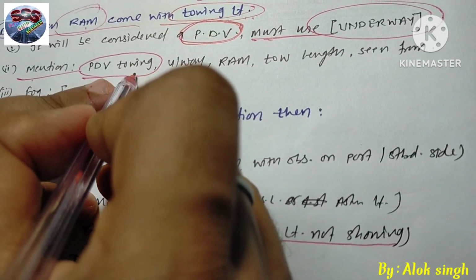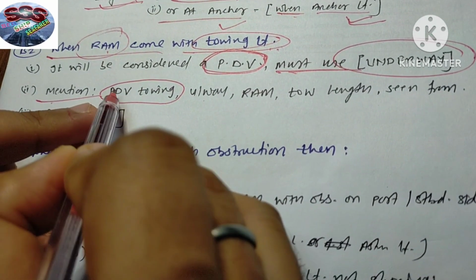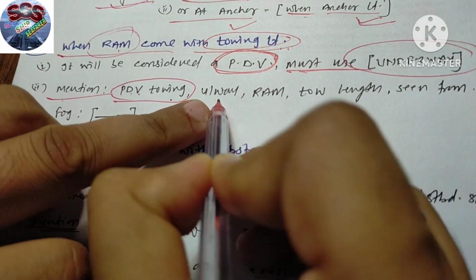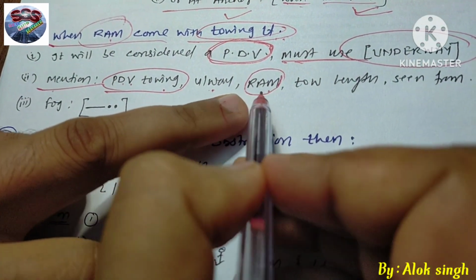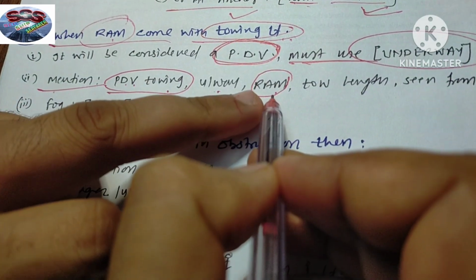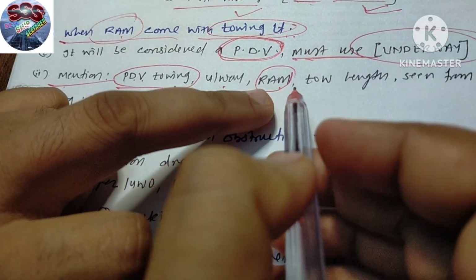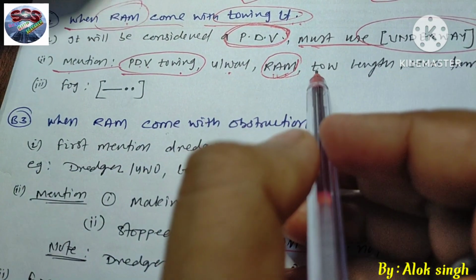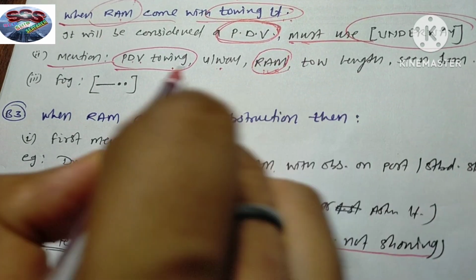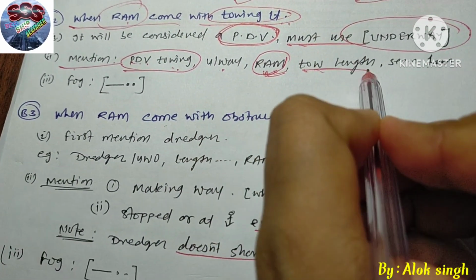Mention power-driven vessel towing, not only towing, and RAM towing, not like RAM towing or something else. Must mention power-driven vessel towing underway, and then the word RAM also has to be mentioned, because in this condition, to differentiate it from the other vessels so that we can take action while we are navigating at sea. If it is showing RAM, then as per Rule 18 we have to take action. So this thing has to be mentioned here also: power-driven vessel towing and RAM. This word has to be mentioned.